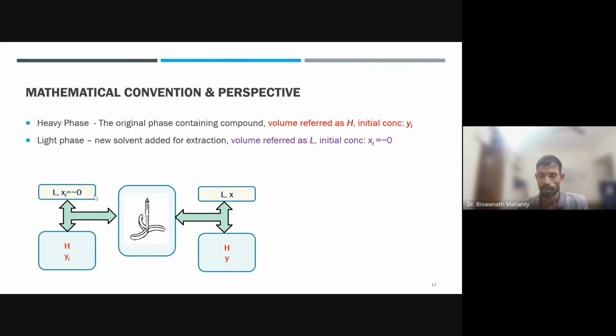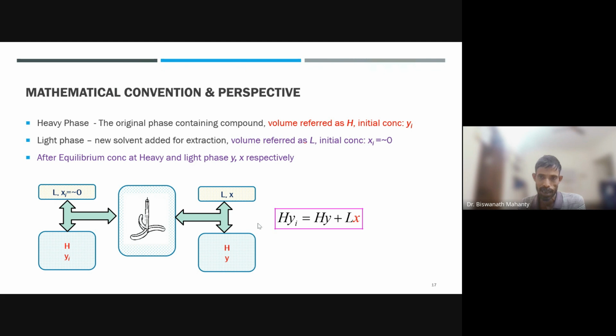Once separation is done, we give a nomenclature for the heavy phase concentration as Y and similarly the lighter phase concentration as X. So we can put a mass balance on the total amount of compound before extraction and after extraction across the two different phases, and also one partition relationship, because the light phase and heavy phase are in equilibrium. So this concentration ratio is also a constant. With these two things, the equilibrium and the mass balance, we can write it down.